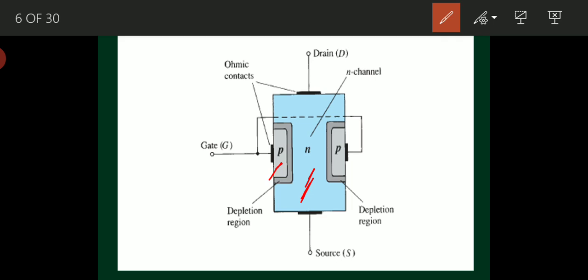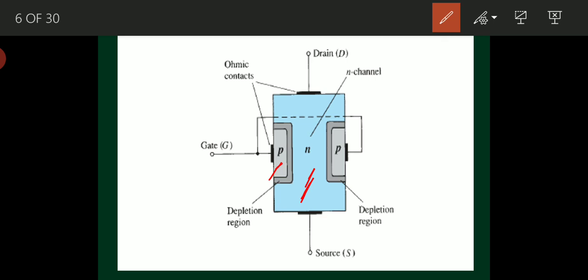So what happens? A diffusion of charge carriers will occur. What is diffusion? If the charge carriers move from a high concentration area to a low concentration area without any applied external voltage, it is called diffusion.